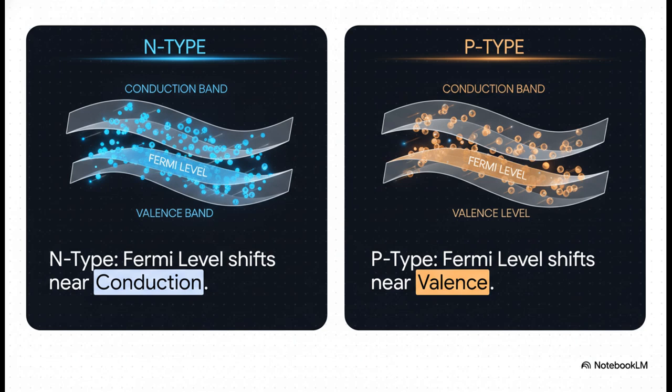Specifically, it shifts the Fermi level, which is basically the probability of where electrons are hanging out. In an N-type material, all those extra donor electrons shift the Fermi level way up, right next to the conduction band. But in a p-type material, the abundance of holes shifts the Fermi level down, right near the valence band. By just adding a few impurities, we've fundamentally reprogrammed how easily the material conducts.